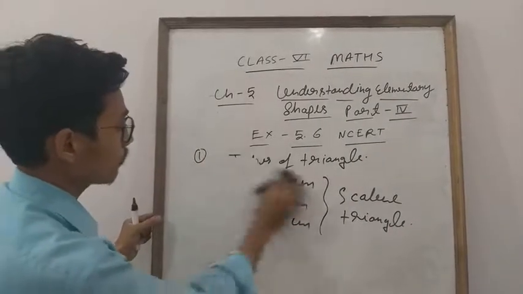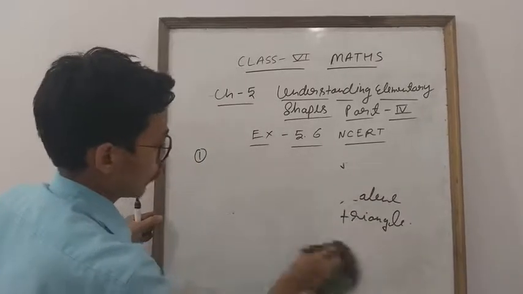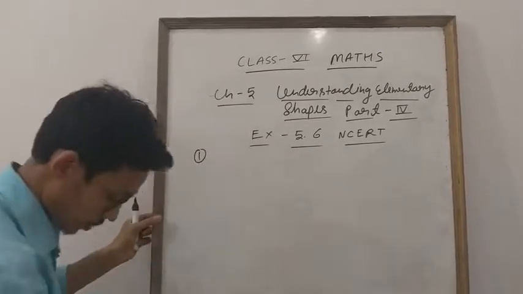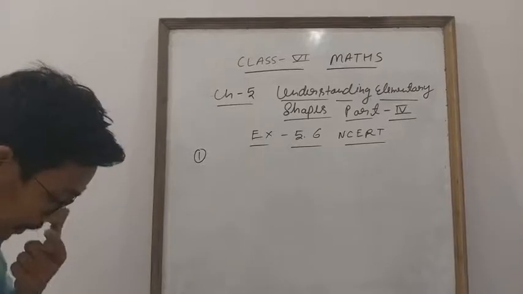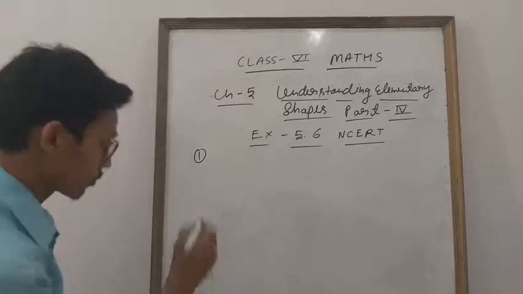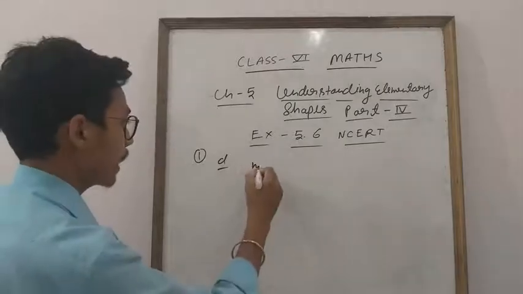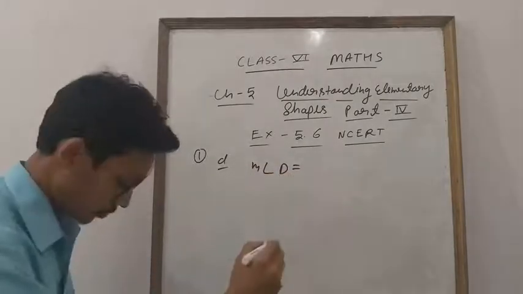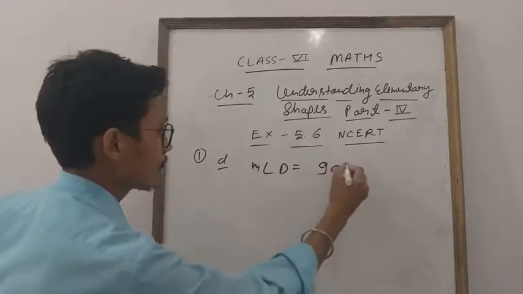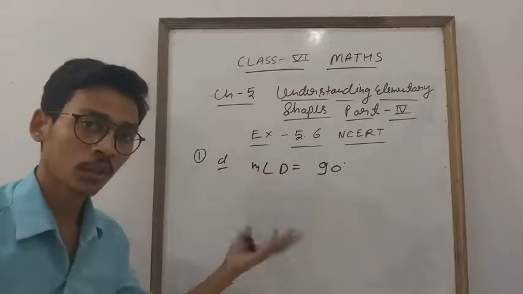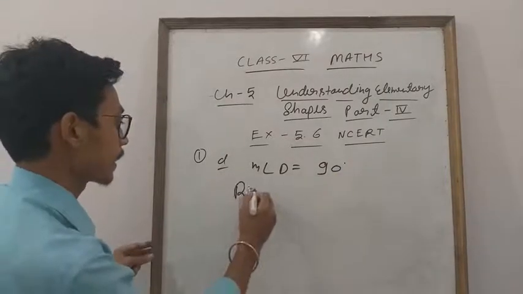So similarly you have to do the questions based on this. All questions are based on this. Now we will move to the next question. See, question number D I am taking. What is given? Measure of angle D is equal to 90 degree. Now can you tell me which type of triangle this one is? You can say easily this is a right angle triangle.